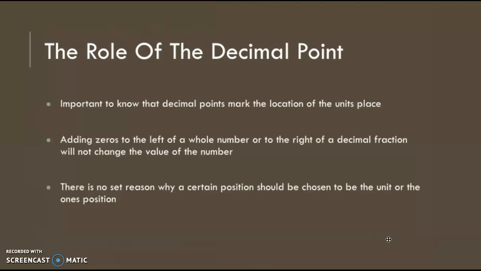So the role of the decimal point. It is important to know that decimal points mark the location of the unit's place, and adding zeros to the left of a whole number or to the right of a decimal fraction will not change the value of the number. So there is no set reason why a certain position should be chosen to be the unit or the ones position.